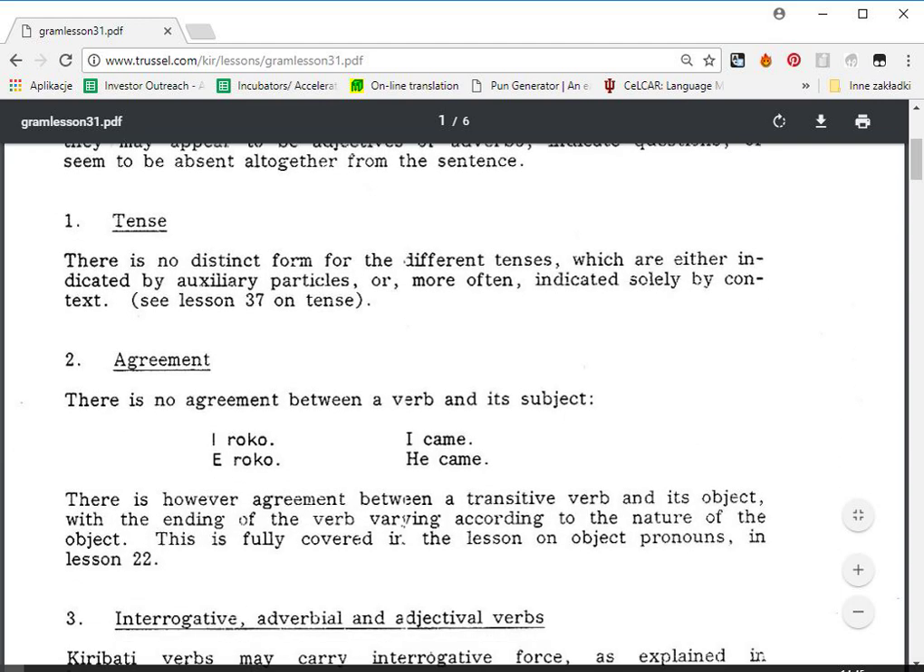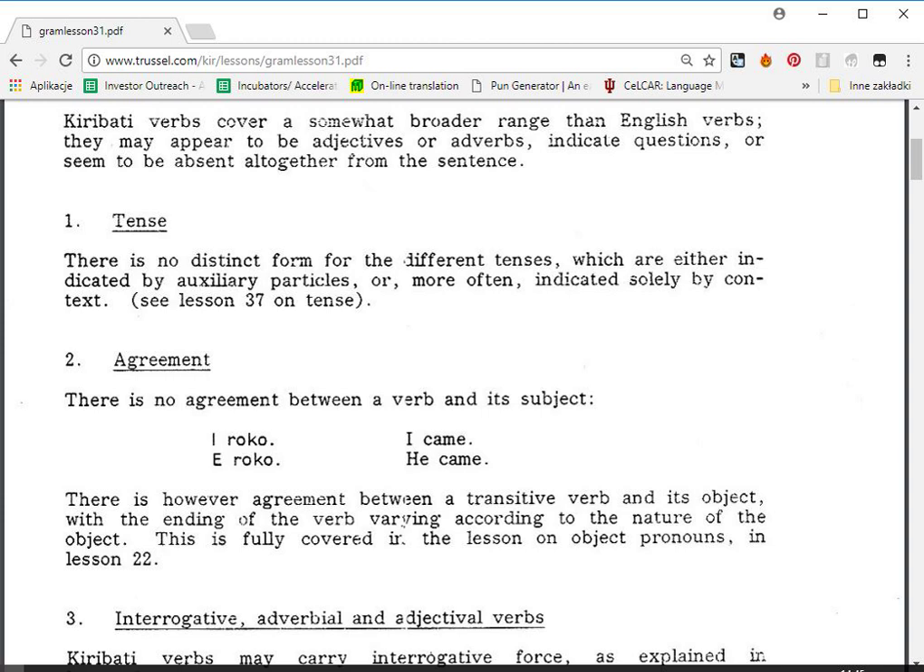Okay, so tense. There is no distinct form for the different tenses, which are either indicated by auxiliary particles or more often indicated solely by context. So I think this is going to be a somewhat similar situation to some Southeast Asian languages in which this is also the case.